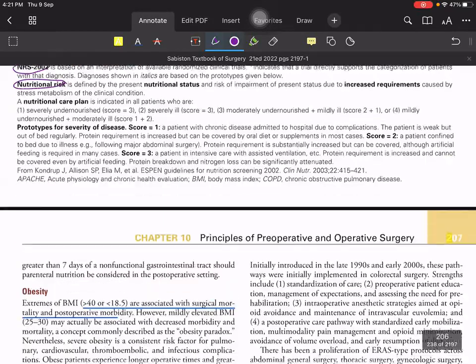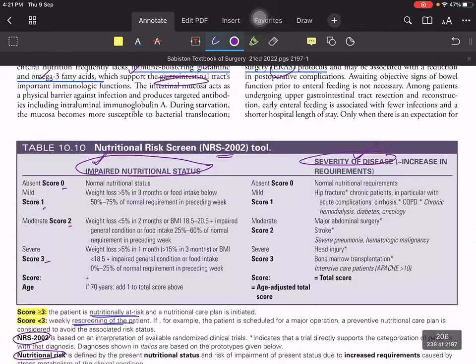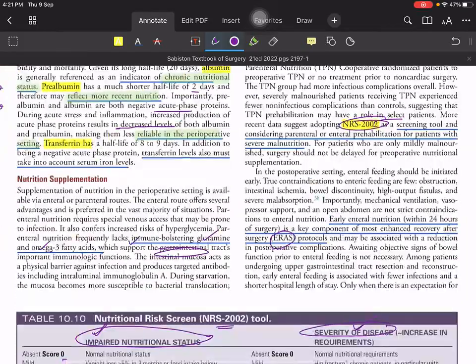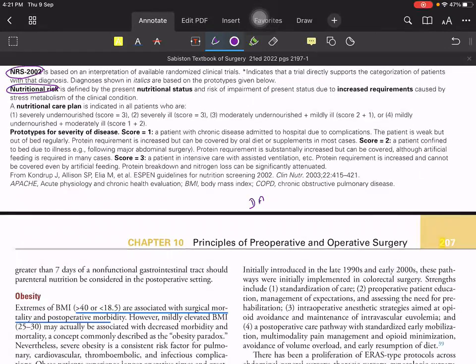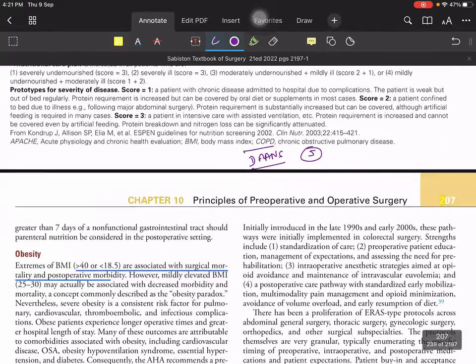NUTRIC score. The cutoff is 5. If interleukin is added, the cutoff is 6.